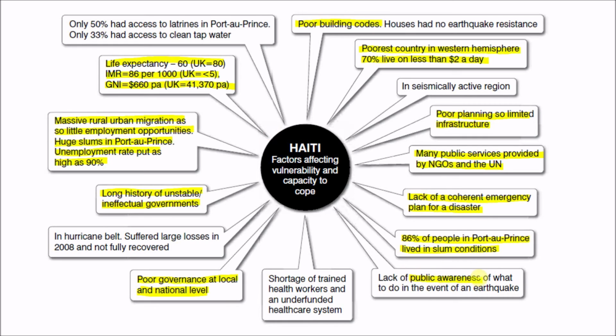So even though Haiti is in a seismically active region, people were not necessarily aware or prepared or educated, if you like, about what they should do in an earthquake. There was a shortage of trained health workers and an underfunded health system as well. So people were already suffering, and that health system was already stretched to its absolute limit before it was then overwhelmed by this earthquake. It's worth remembering as well that Haiti is also a multi-hazard location.